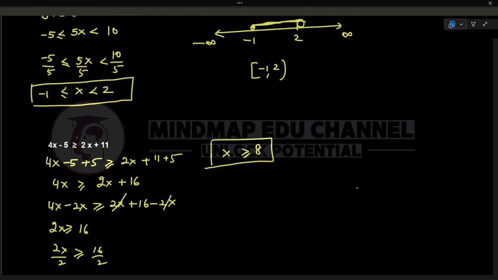Clear? Okay. Now mark it on a number line. So here it will be 8, minus infinity, plus infinity, and a closed circle over 8. Now x is greater than 8, so it will be towards the plus infinity. And in interval notation, your answer will be 8 and infinity.